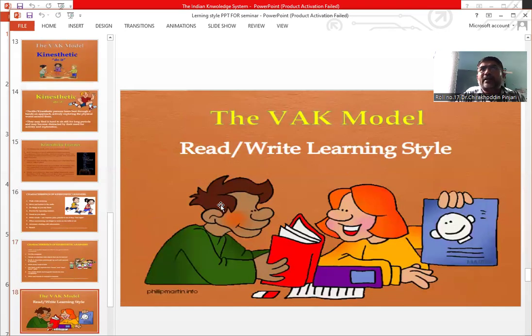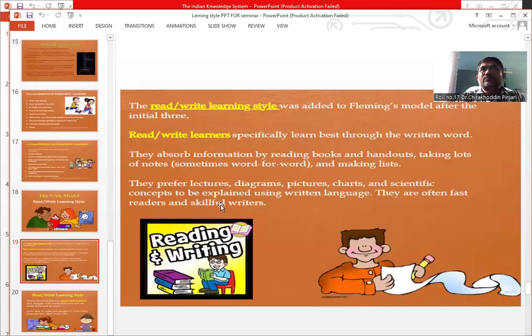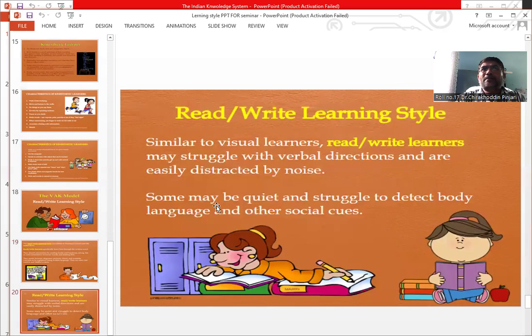The VARK model: read-write learning style. The read-write learning style was added to Fleming's model after the initial three. Read-write learners learn best through the written word. They absorb information by reading books and handouts, take lots of notes, sometimes word for word, and make lists. They prefer lectures, diagrams, pictures, charts, and scientific concepts to be explained using written language. They are often fast readers and skillful writers.